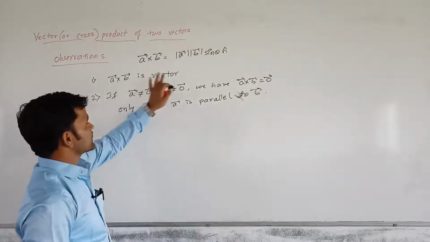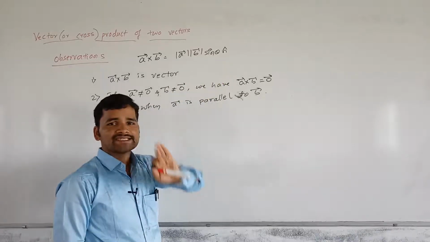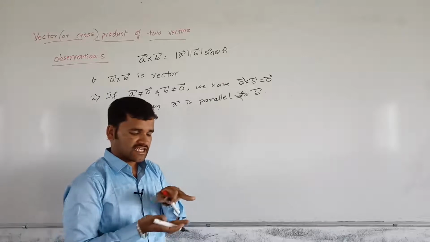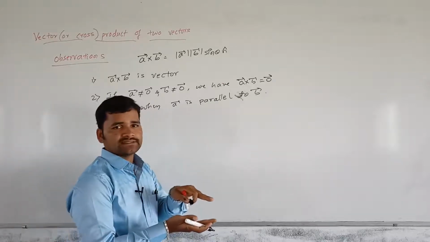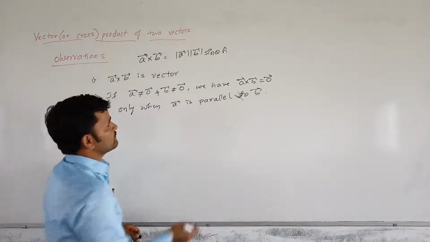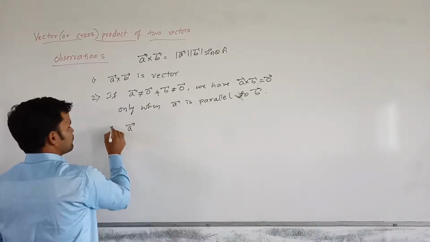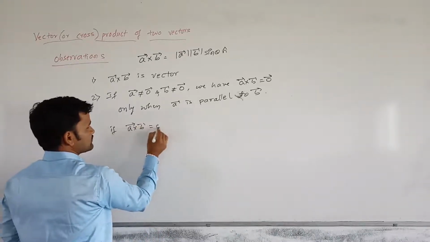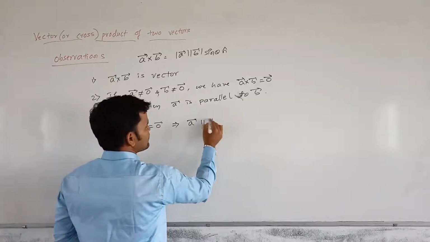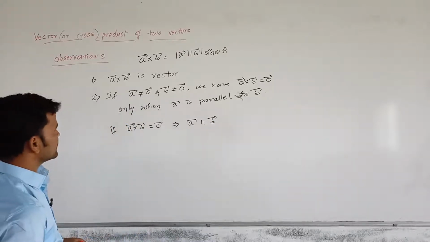See, we know that A cross B is equal to magnitude of A into magnitude of B into sin theta. If theta is 0 degrees, in the sense A and B are both parallel to each other, in that case theta will be 0. As theta is 0, we will have A cross B equal to 0. We can write here, if A cross B is equal to the null vector, this implies vector A is parallel to vector B. This is the observation we are seeing here.